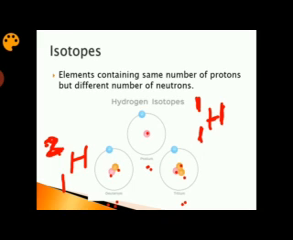So deuterium can be represented as 1H2. This 1 means the number of protons. A deuterium has only one proton in its nucleus. And how many nucleons are there in a deuterium? There are two, one proton and one neutron.